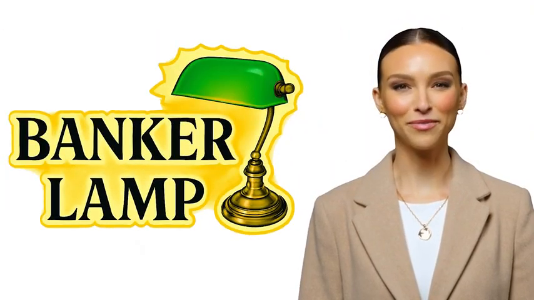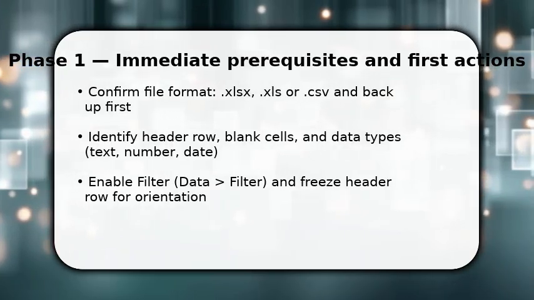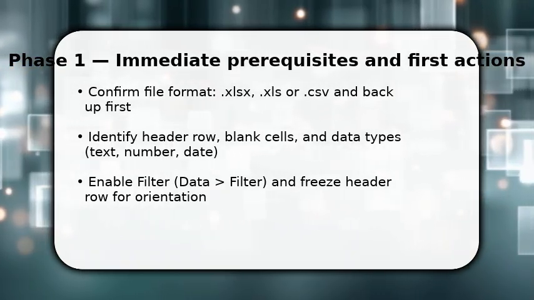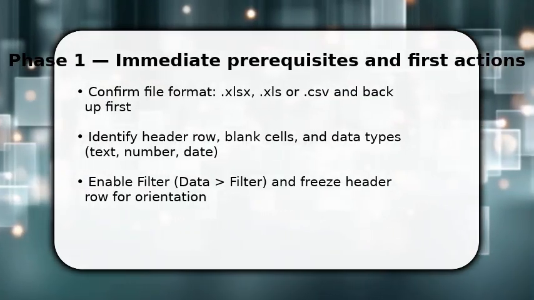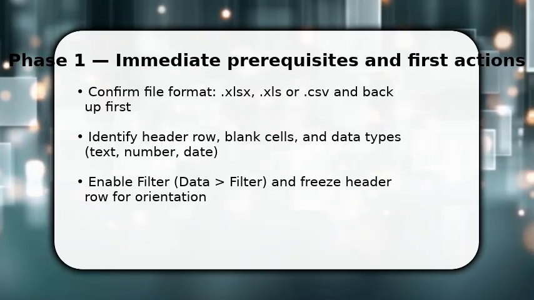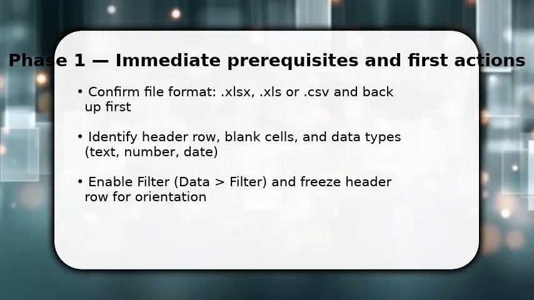You start by opening the workbook and verifying the file type. This prevents surprises. Once done, scan the header row to confirm field names and consistent data types, because filters and functions rely on that. Make sure to create a quick backup copy so you can experiment safely.